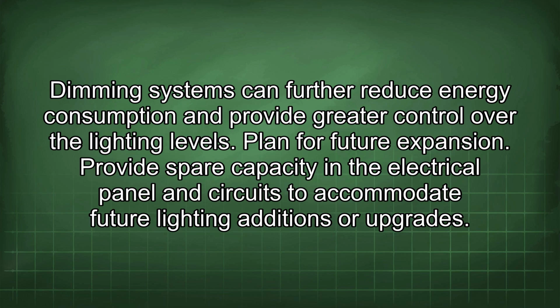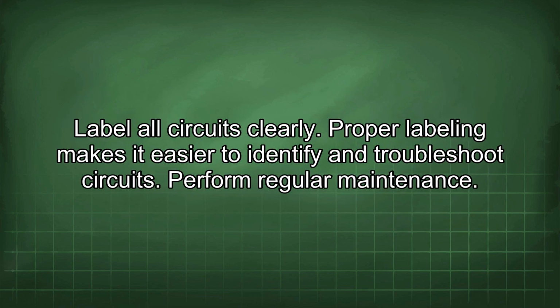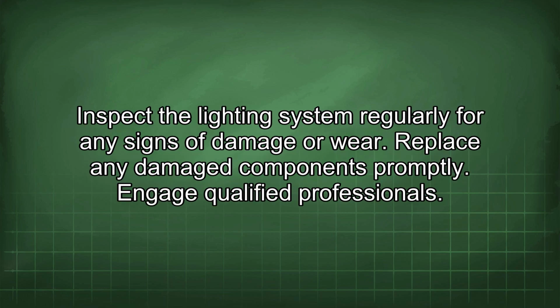Plan for future expansion. Provide spare capacity in the electrical panel and circuits to accommodate future lighting additions or upgrades. Label all circuits clearly. Proper labeling makes it easier to identify and troubleshoot circuits. Perform regular maintenance. Inspect the lighting system regularly for any signs of damage or wear. Replace any damaged components promptly.